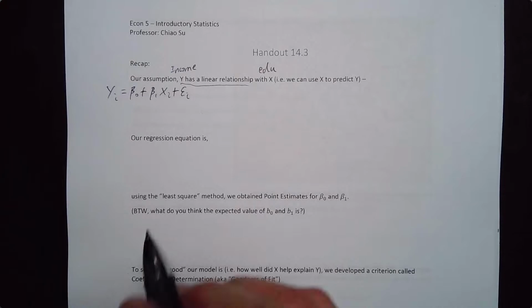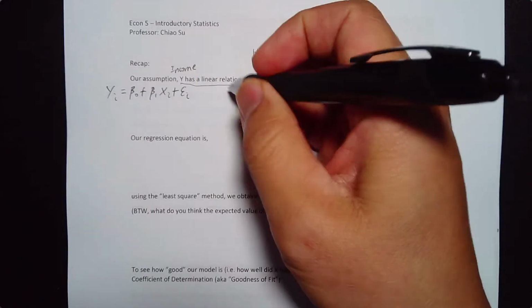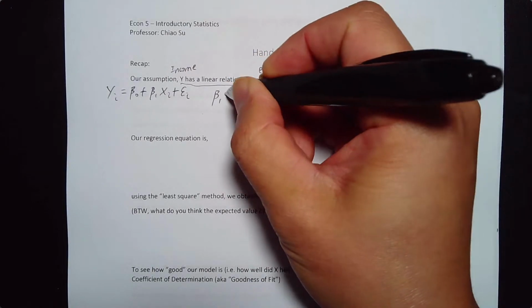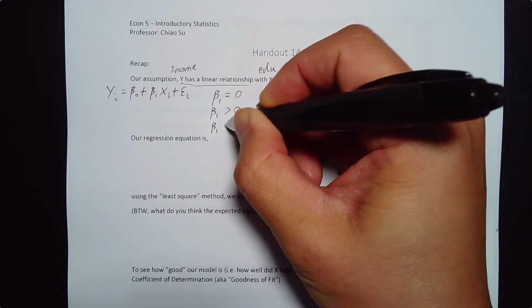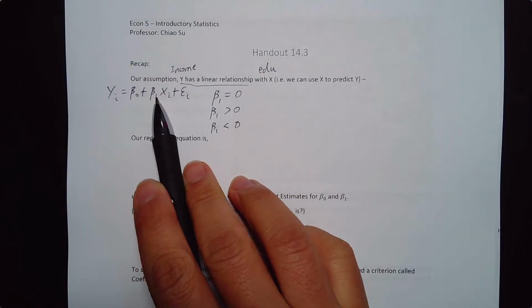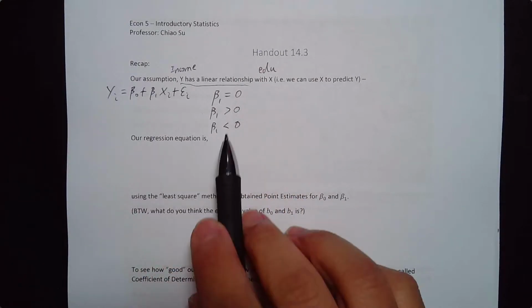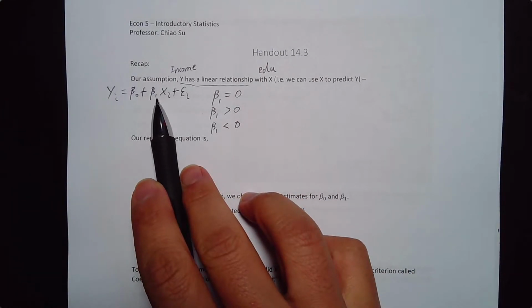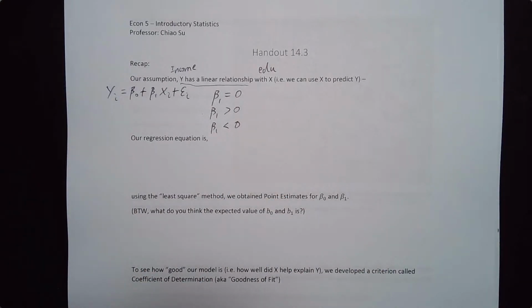Now, when we say relationship, there are three types. Beta 1 could be 0, beta 1 could be greater than 0, and beta 1 could be less than 0. So beta 1 equals 0, that means there is no relationship, meaning x doesn't affect y. Beta 1 greater than 0 means it's a positive relationship. Beta 1 less than 0 is a negative relationship.